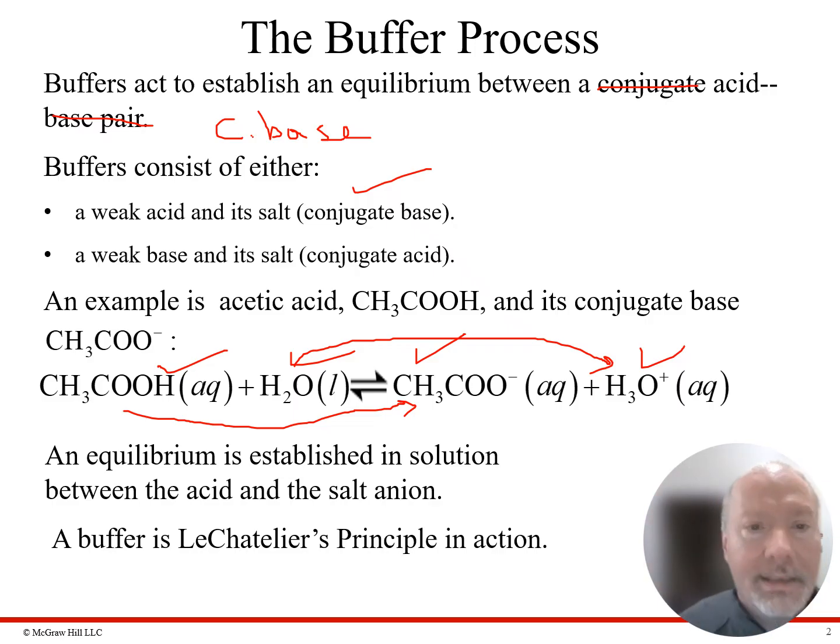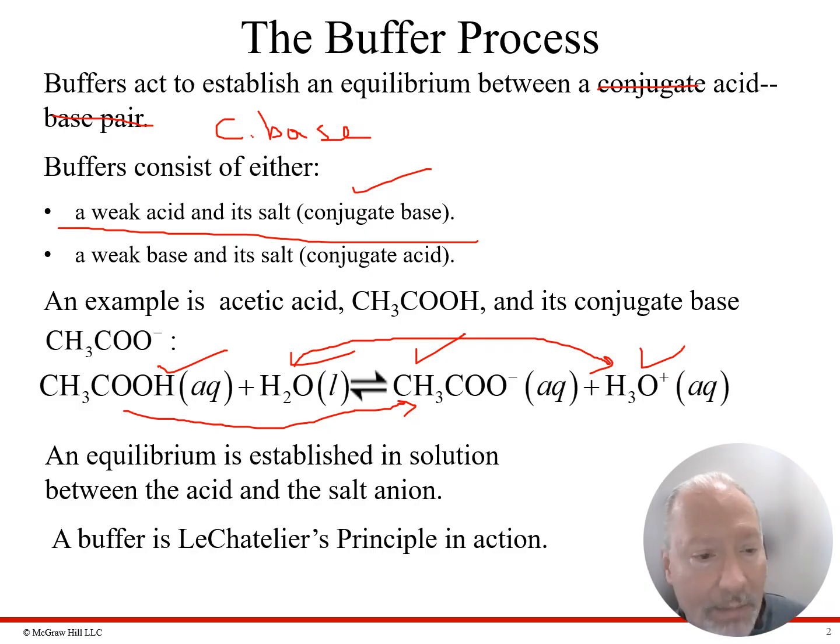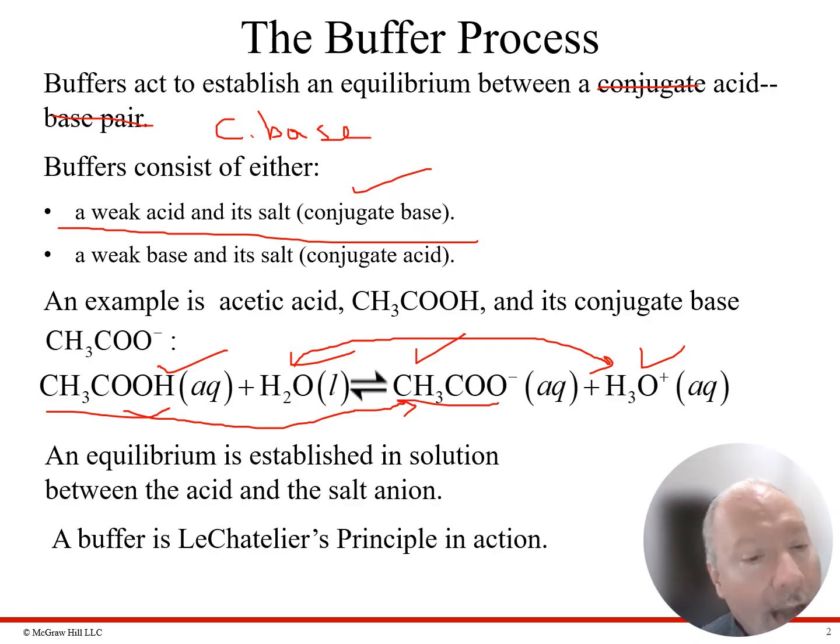So this is the buffer process. We need a weak acid and we need a conjugate base. And this I agree with: a weak acid and its salt, which is the conjugate base. So this is a weak acid, as we've learned, and this is its conjugate base. And we have water acting as a base because, remember, it's amphiprotic, and as water takes on a proton, then the conjugate acid forms.